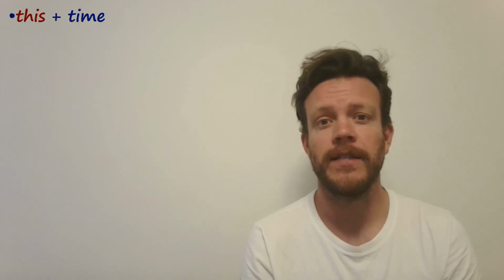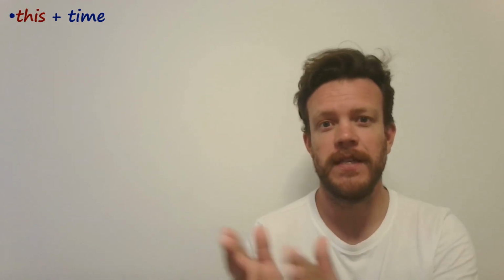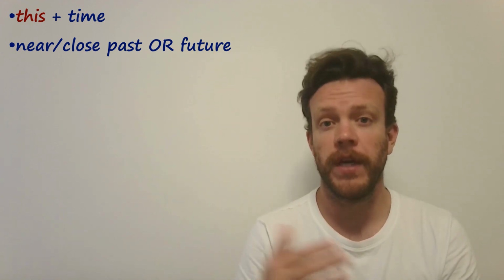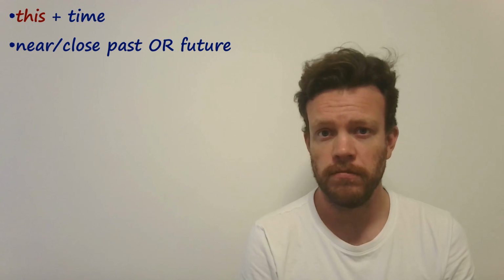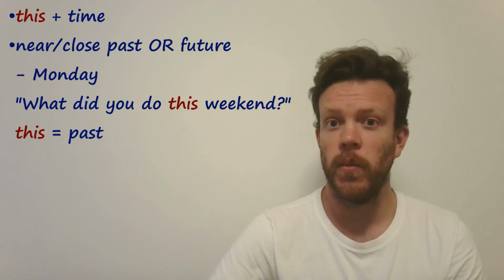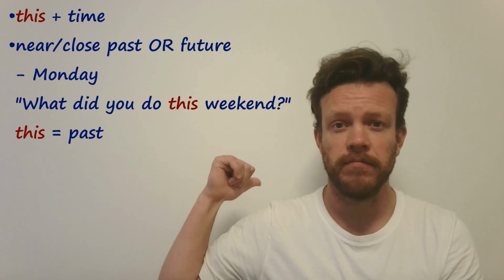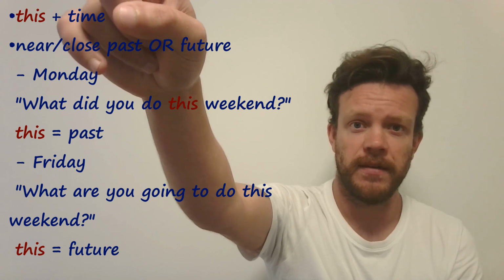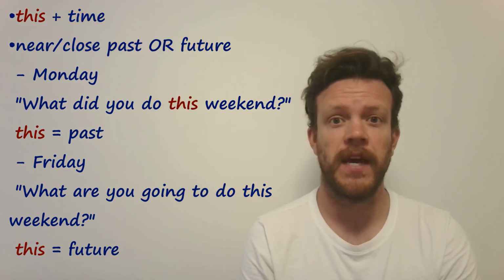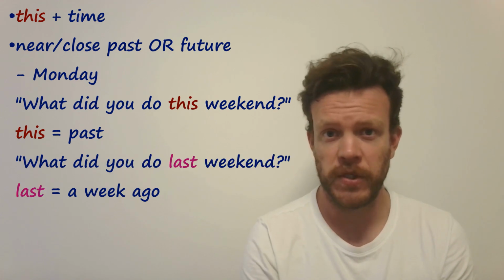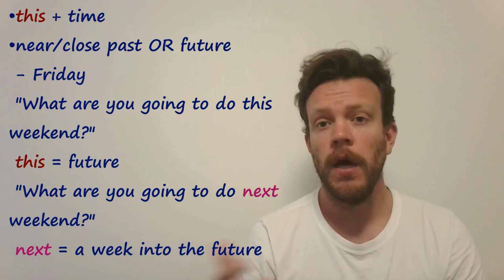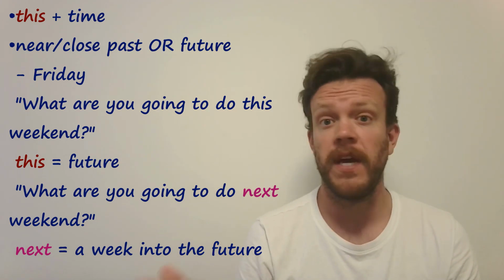While we're here, let's discuss the confusing word this plus the time period. When the time period is close, past or future, we're going to use this. So on Monday, you're going to say, what did you do this weekend? On Friday, you're going to say, what are you going to do this weekend? And in those situations, if you say last and next, it refers to a week ago or a week in the future.